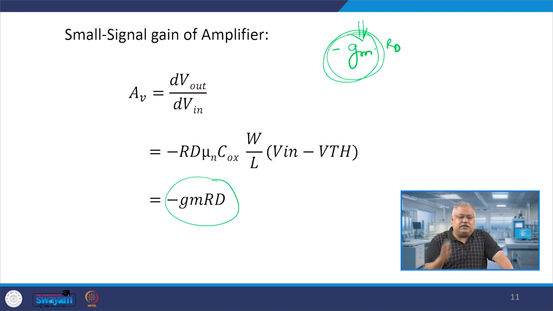However, GM also has a problem: GM increases to a maximum value with respect to VGS, but it also falls down beyond a particular value. So, you should be very much aware for what range of the input voltage your GM remains constant.